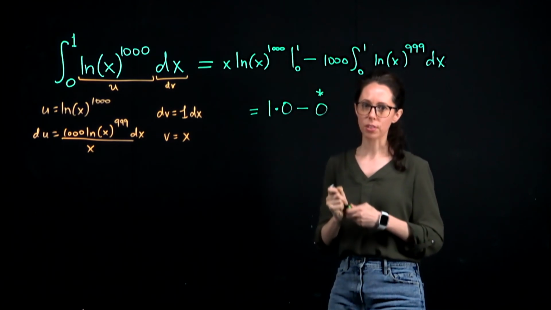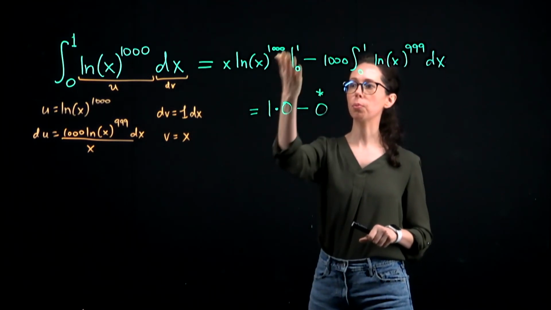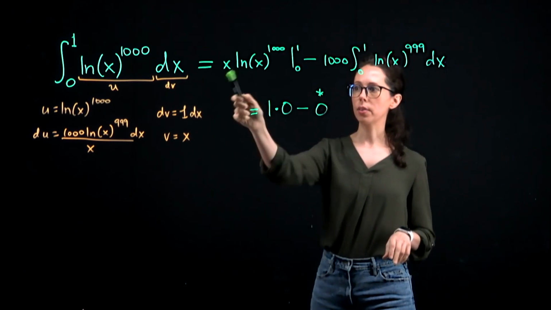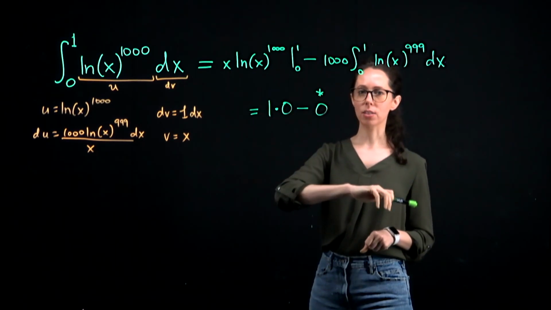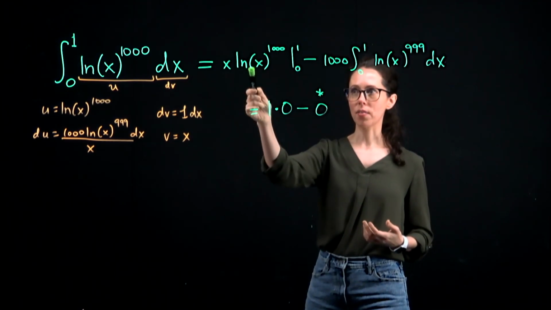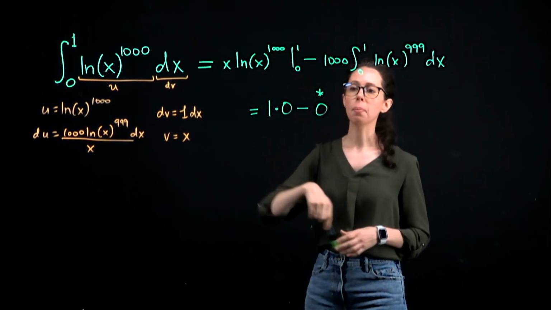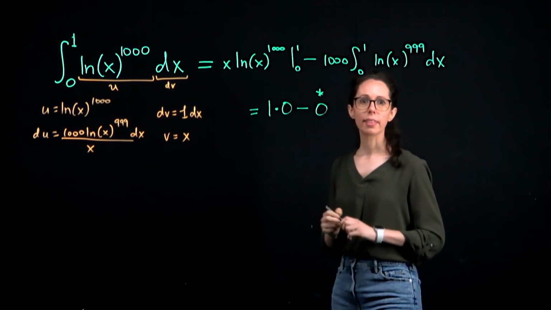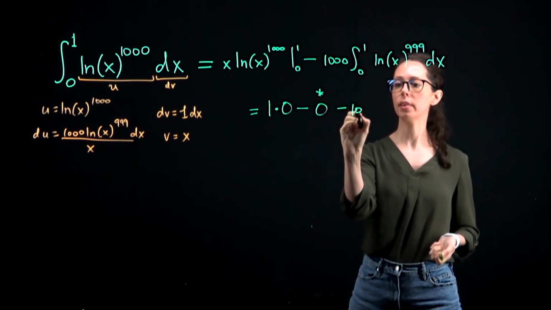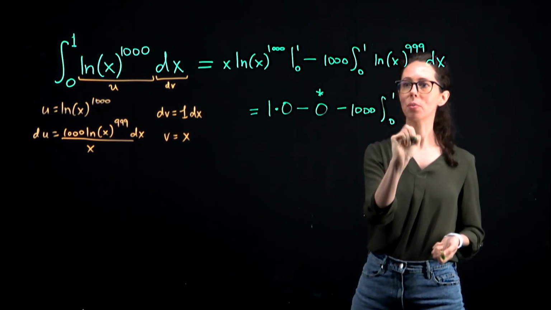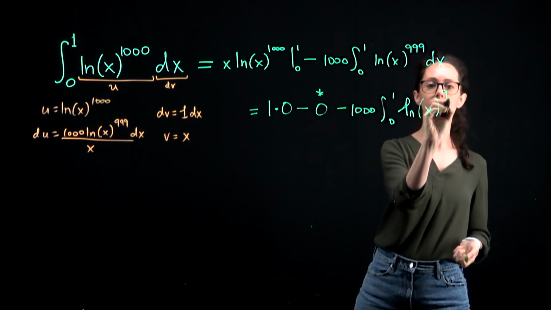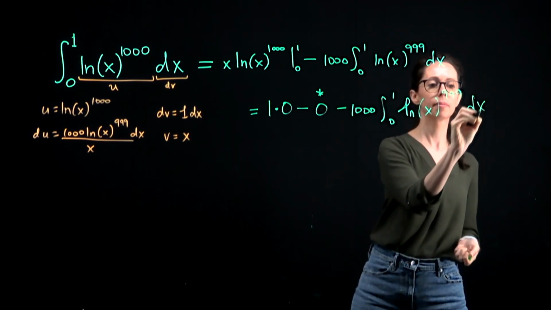This is something that we have to establish because this product is an indeterminate form as x approaches 0 from the right. This is going to 0, but natural log of x is going to negative infinity. So natural log of x to the 1,000th power is going to positive infinity. So this is something that we should work out with, say, L'Hopital's rule. And then minus 1,000 times the integral from 0 to 1 of natural log of x to the 999th power.